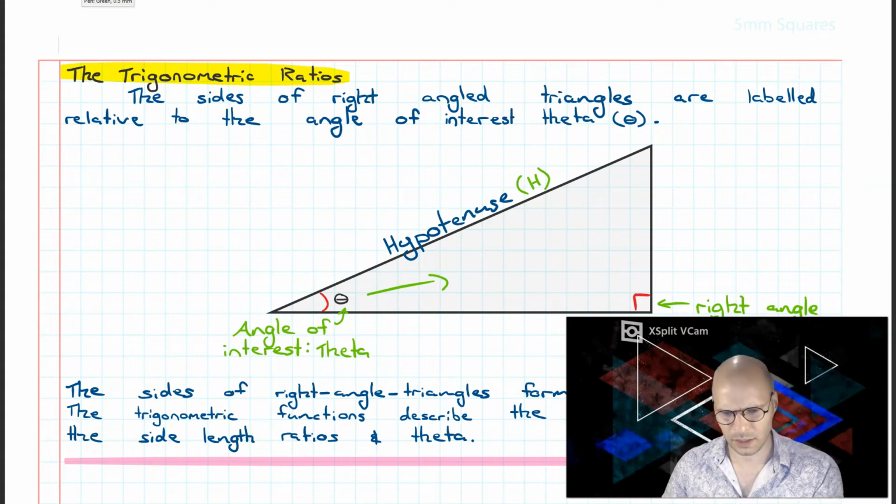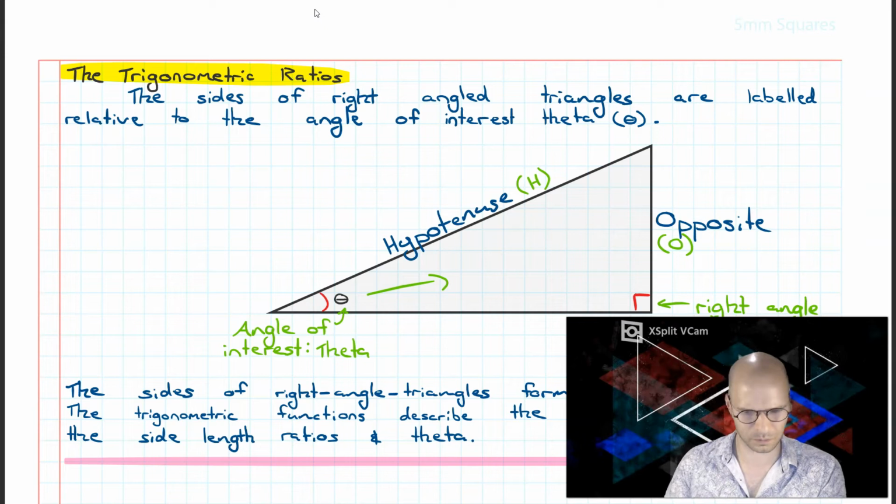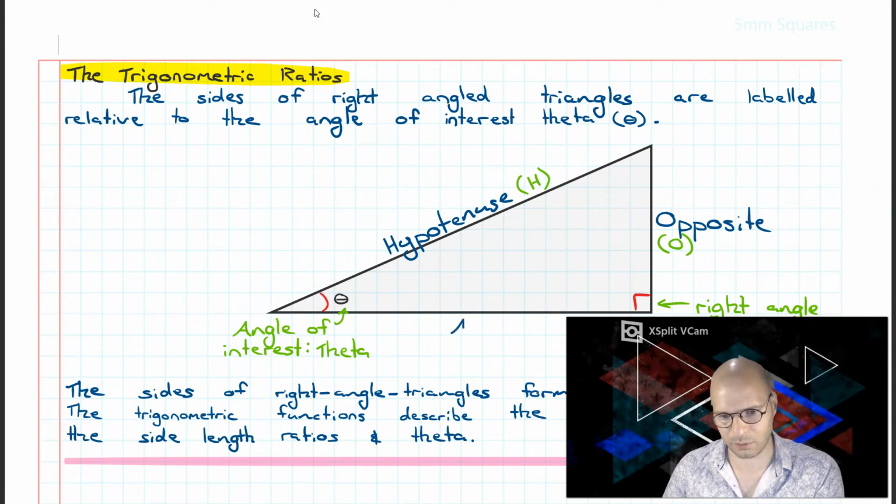Opposite the angle of interest theta, we name this side the opposite side. Of course, the opposite side is always opposite the angle of interest theta. We can abbreviate the opposite side down to just an O. And finally, the last side that we need to label is called the adjacent side, adjacent meaning next to. So what we've got over here is a naming convention we can use to talk explicitly about all the features within this right angle triangle.